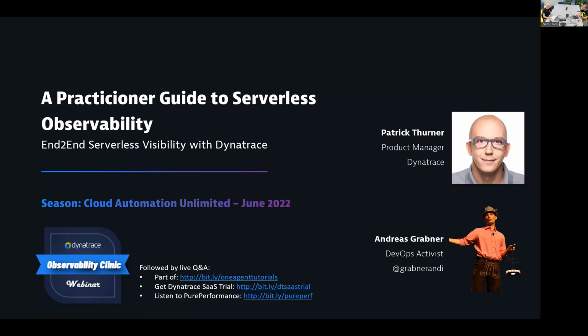Hey, today's topic is a practitioner guide to serverless observability, end-to-end serverless visibility with Dynatrace. As you said, it's June 2022. There's constantly things changing, and there has been a lot of changes over the last couple of months. And this is why I wanted to invite you to give people an overview of the current state of observability on serverless and also where the direction is heading.